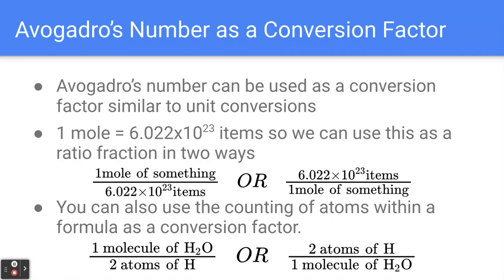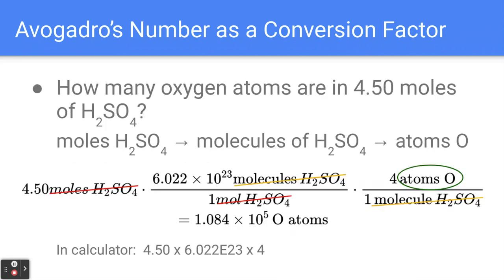We could also use a conversion factor to count atoms within a formula. So in water, H2O, there are 2 atoms of hydrogen. And you can flip that fraction based on how you need it. Again, thinking back to chapter 2, you may have to flip these, or organize them in certain ways so that we can cancel things on the bottom and be left with things on the top.